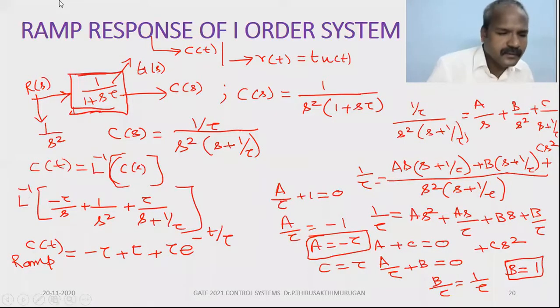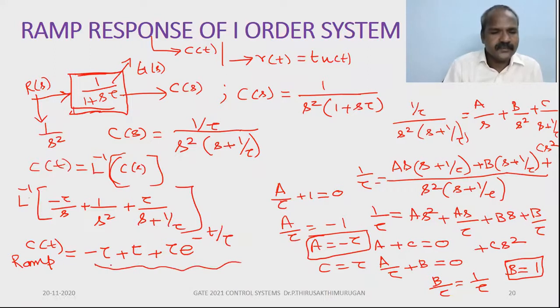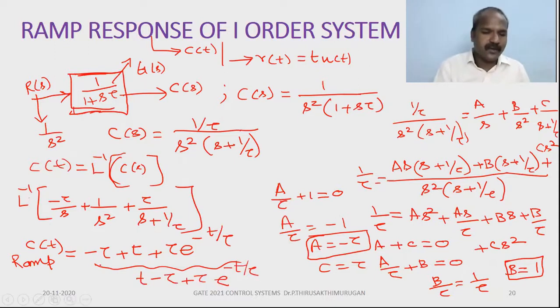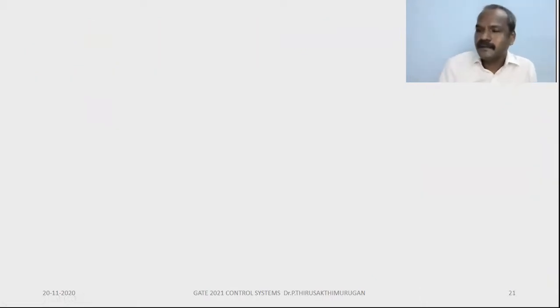So see here, this is the ramp response of the first order system. This can be remembered like this: t minus tau plus tau into e power minus t by tau. This is C of t. Clear? So, okay, C of t is this function.